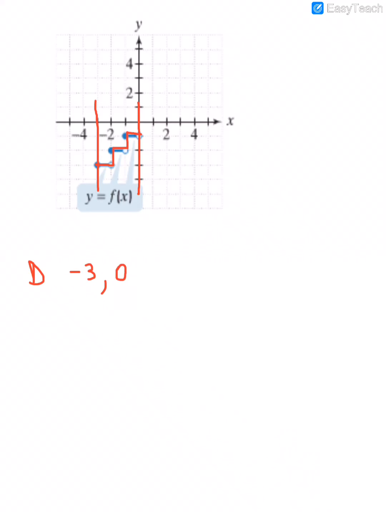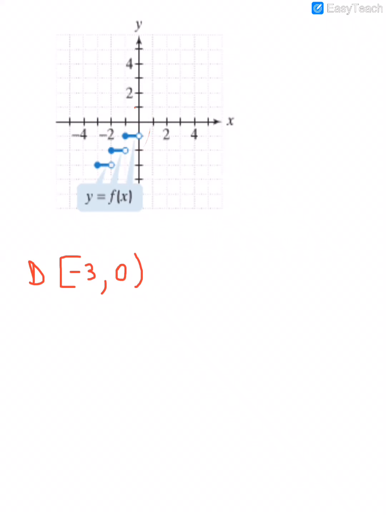And then if we look at, or try to determine what types of ends we put on our interval, at -3 we have a closed dot, so we would put a bracket. And then at 0 we have an open dot, so we would use a parenthesis.